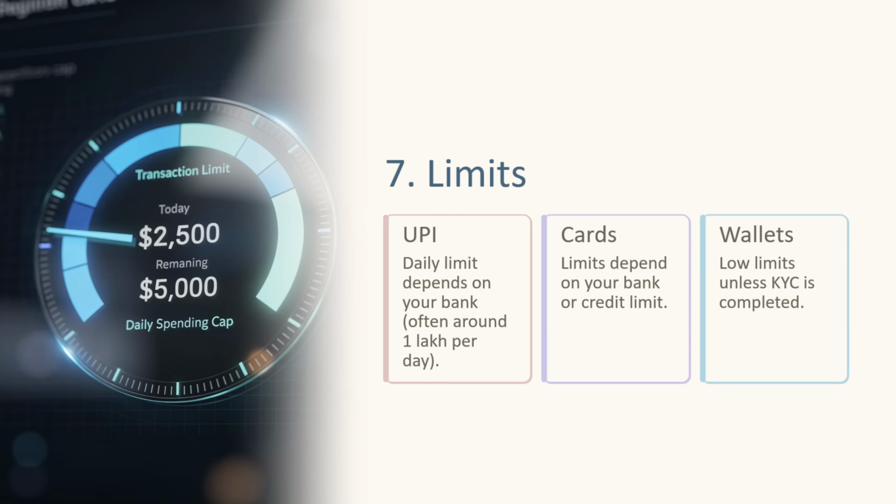Seventh comparison is limits. In case of UPI, the daily limit depends on your bank, often around 1 lakh per day. In case of cards, limits depend on your bank or credit limit. In case of wallets, there are low limits unless KYC is completed.